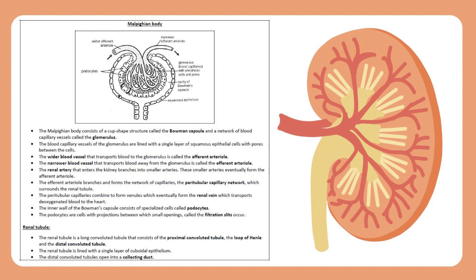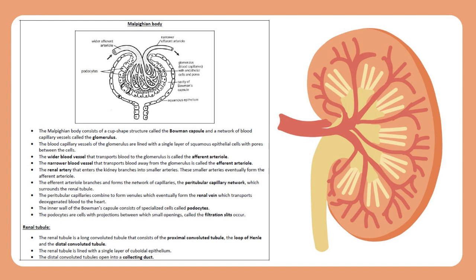The wider blood vessel that transports blood to the glomerulus is called the afferent arteriole. The narrower blood vessel that transports blood away from the glomerulus is called the efferent arteriole. The renal artery that enters the kidney branches into smaller arteries. These smaller arteries eventually form the afferent arteriole.